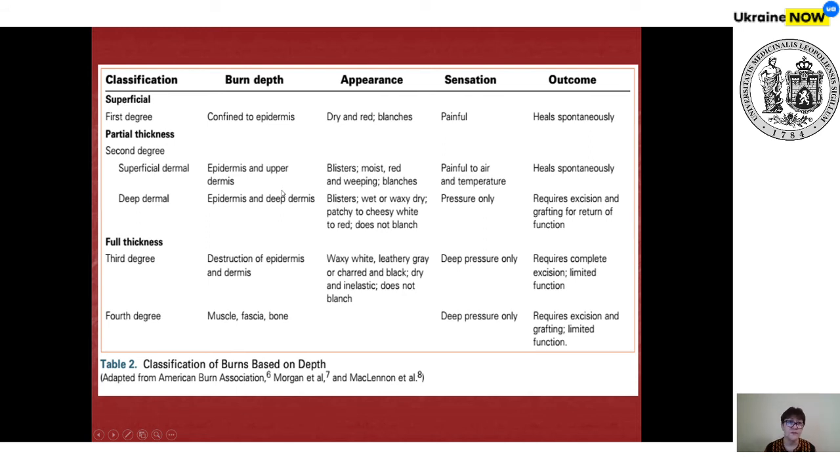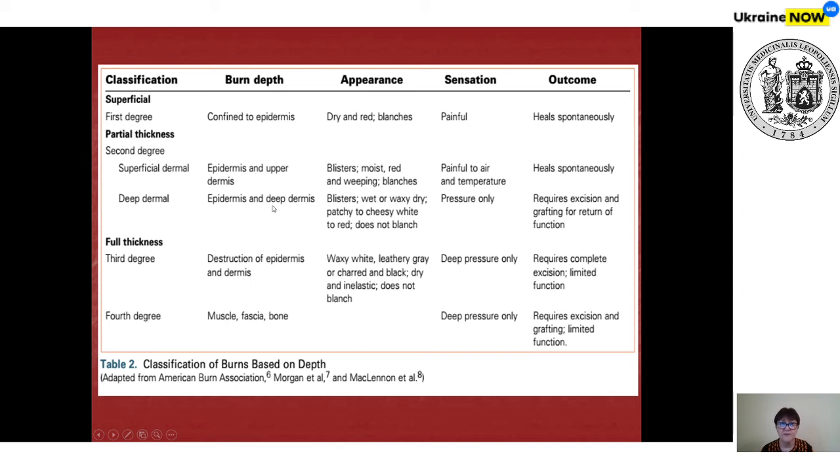Superficial burns, first degree, are confined to the epidermis. Appearance is dry and red, and it blanches. It's quite painful and heals spontaneously. Partial thickness, second degree, superficial dermal burns: epidermis and upper dermis are damaged. There are blisters, moist, red, and weeping, and it blanches. Painful to air and temperature. It can heal spontaneously.